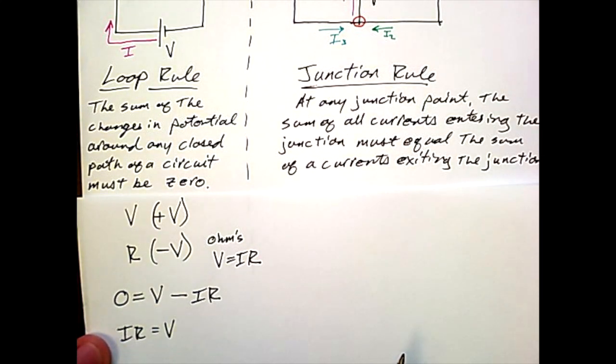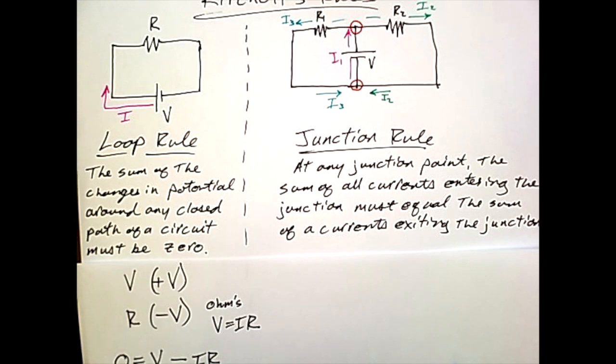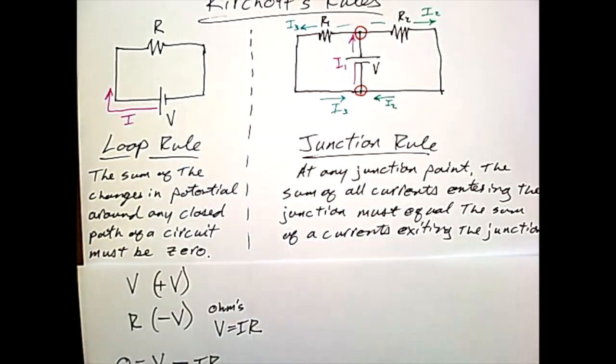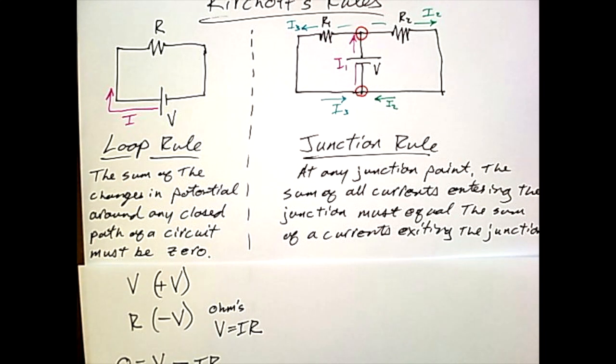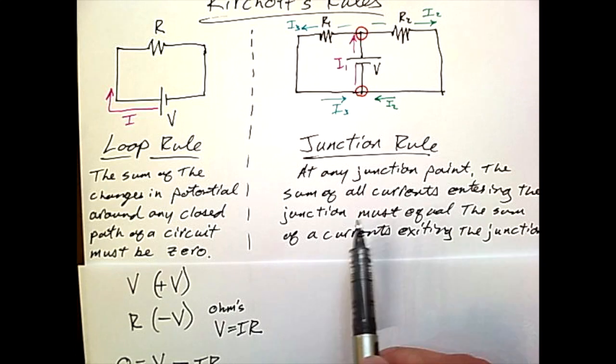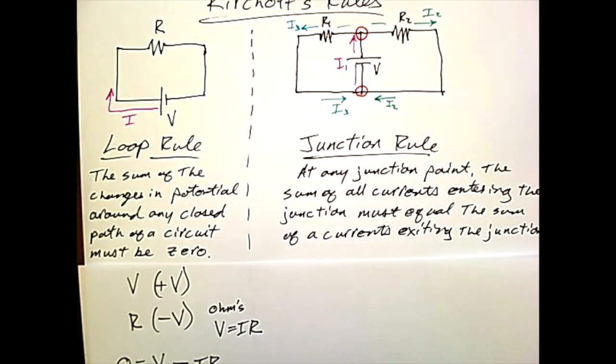Now, the reason why this becomes useful is if we go back and analyze this with multiple resistors built into the circuit, what you will find is that the voltage is simply I times a series combination of resistors. In other words, the R's factor out. And so that's where we get our equivalent resistance statements for our series and parallel circuits. In the junction rule, over here, at any junction, the sum of all currents entering the junction must equal the sum of all currents exiting the junction.